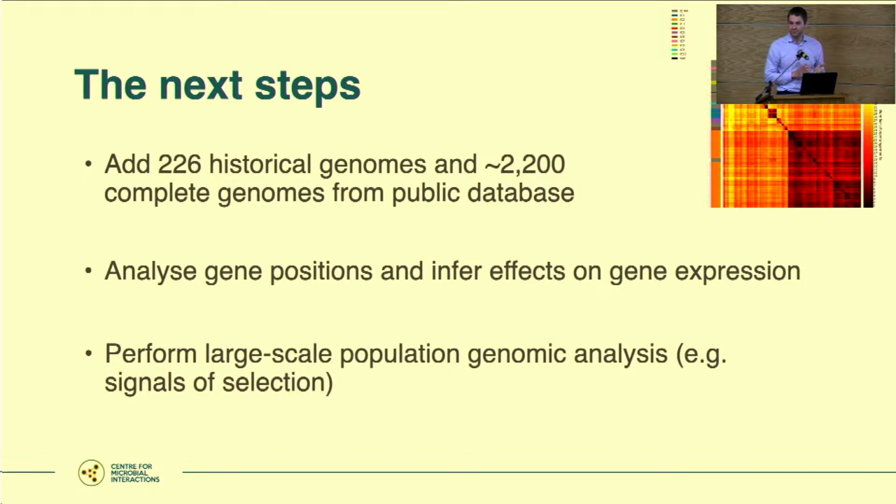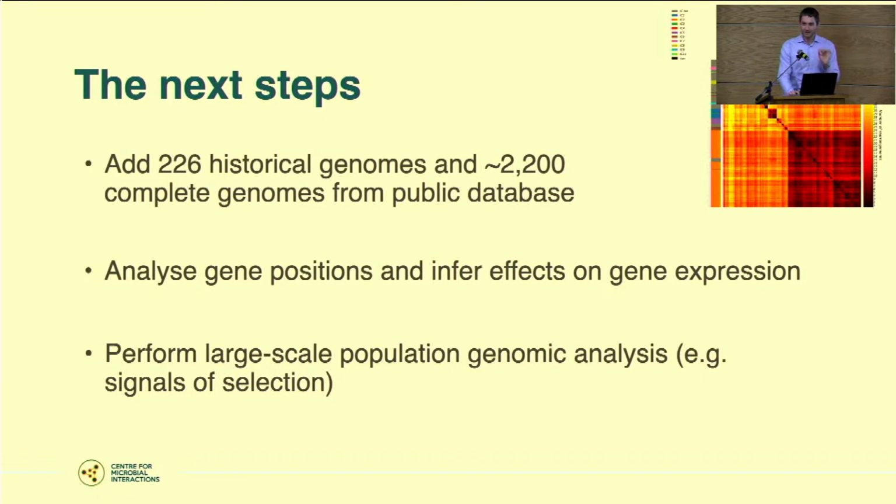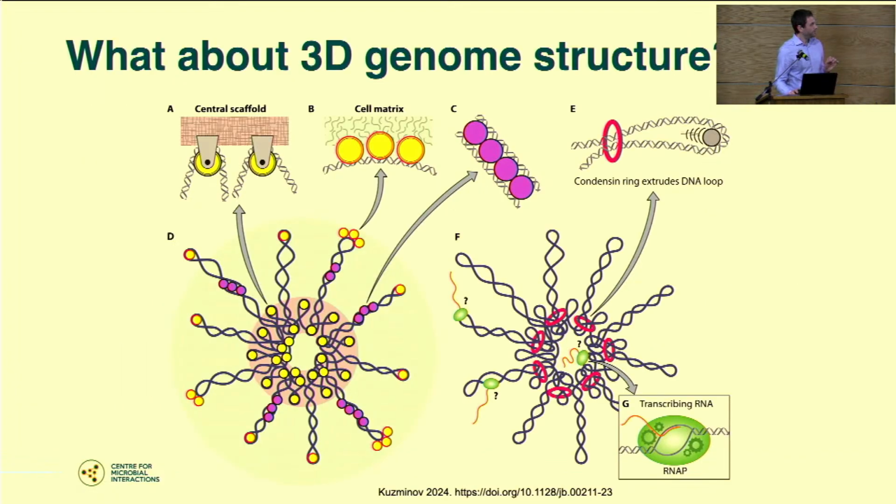So we want to look at selection, which genes seem to be under positive selection or purifying selection, and see if we can work out what's happening between these different clonal lineages within the species. So that's two-dimensional chromosome structure. But what about three-dimensional chromosome structure?